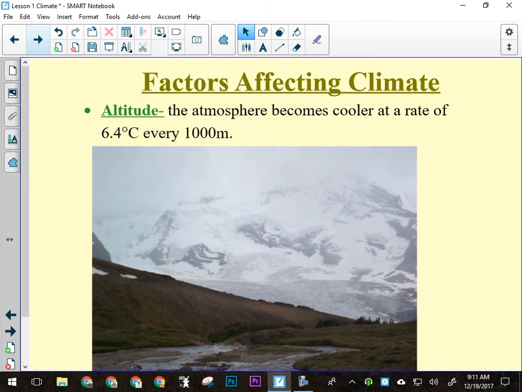All right. The second factor that affects climate is altitude. It has a fairly major effect on climate. The closer to sea level you are, the warmer it is generally. About 6 degrees Celsius for every 1,000 meters of altitude change.